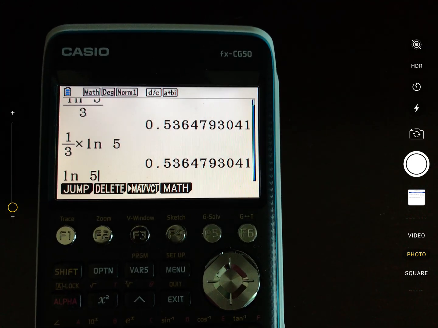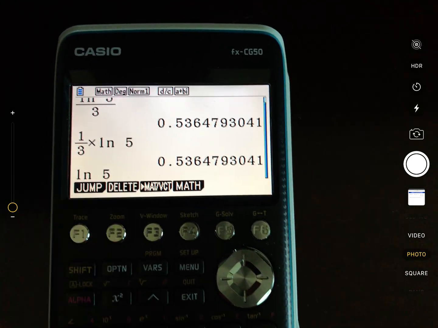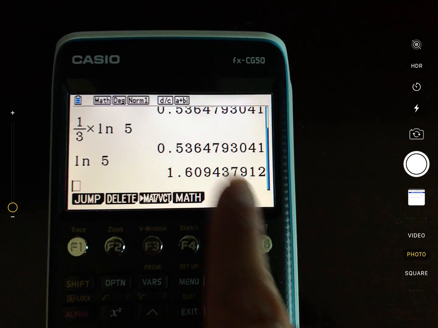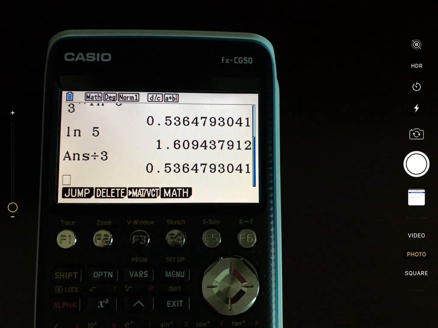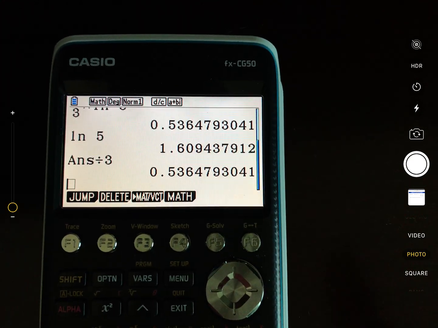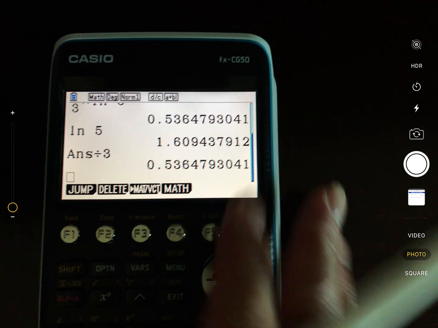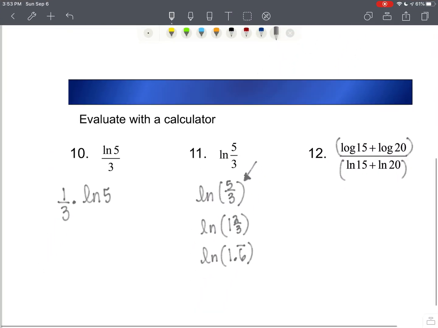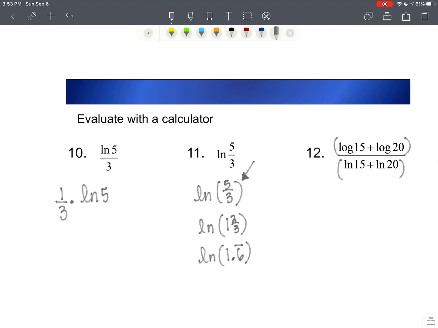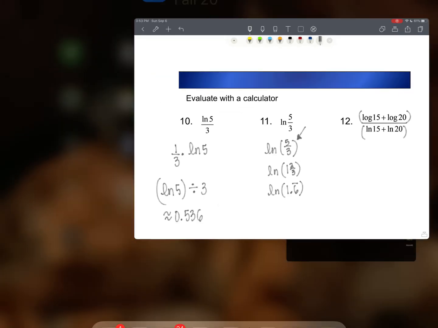If you have a calculator where you have to do one piece at a time, you hit the natural log of 5, enter, and then divide that entire value by 3. And we still get 0.536. So what I do is, if I don't have a graphing calculator handy, I will find the natural log of 5 and then divide that result by 3, and that gives me 0.536.